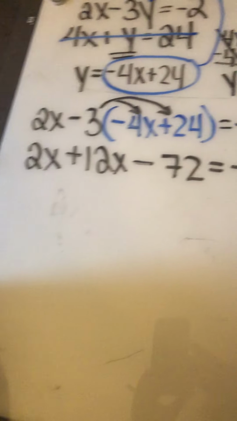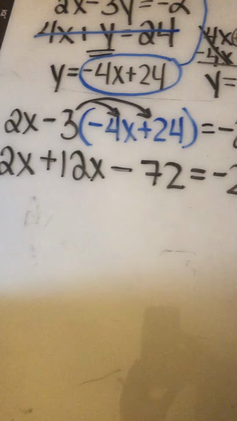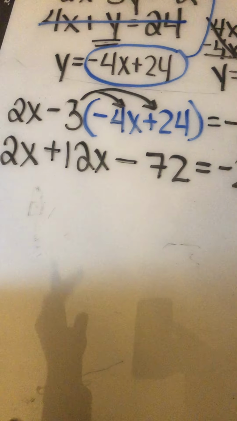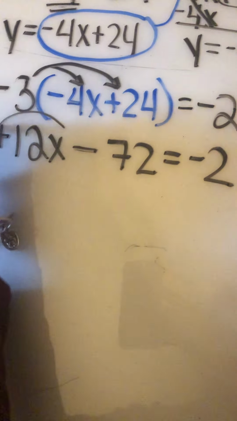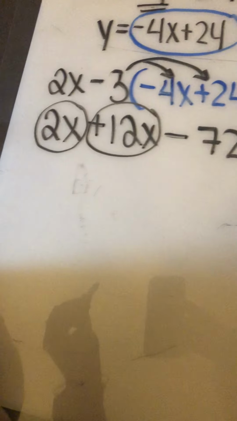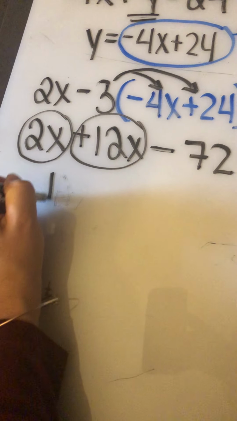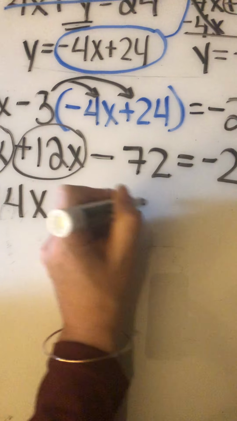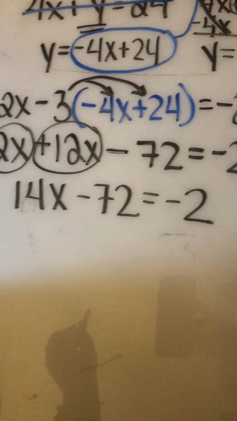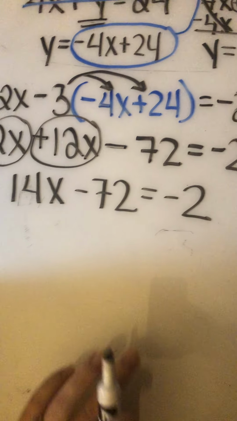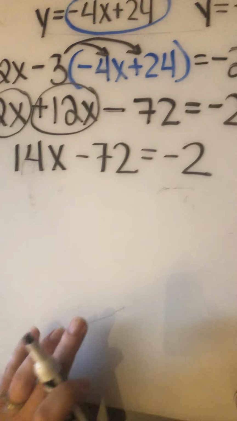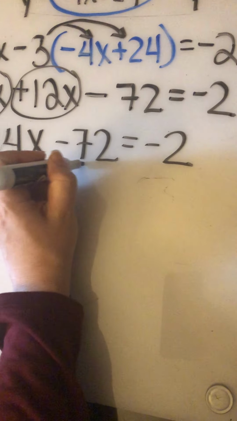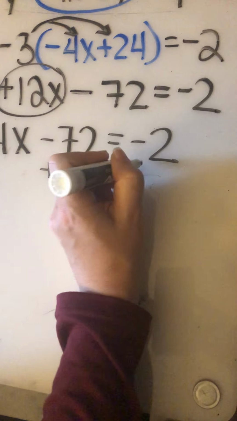Okay? Once we distribute, then we look to see if we have like terms on the same side of the equal sign, which we do. We have 2x and we have positive 12x. So I'm going to put those two together and get 14x minus 72 equals -2. Now I have a two-step equation, so we should all know at this point how to solve these. I'm going to inverse my constant and add 72 to both sides.